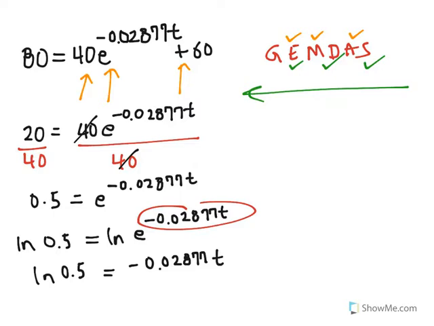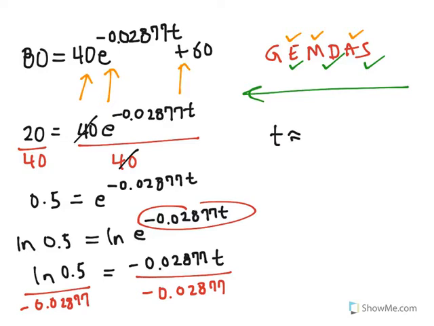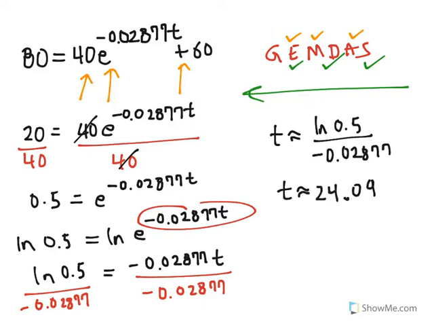So finally we need to solve for t. Divide both sides of the equation here by negative 0.02877. That gives us t. So t is approximately equal to natural log of 0.5 divided by negative 0.02877. And you want to use your calculator and get a decimal approximation for that. So that's about 24.09 minutes.